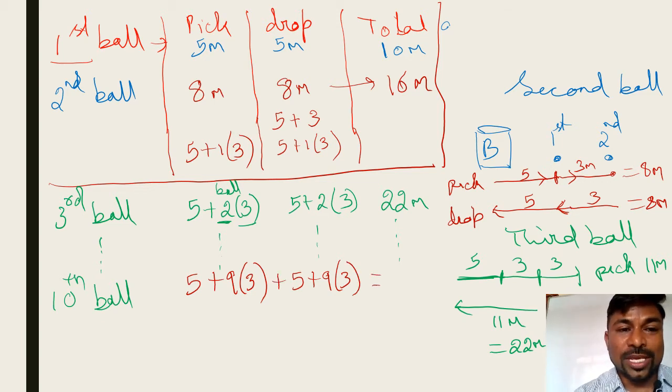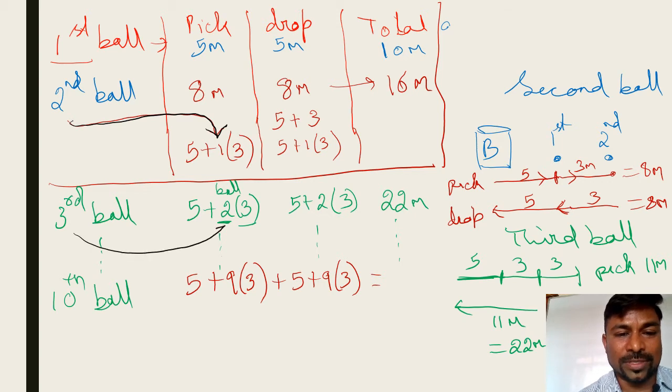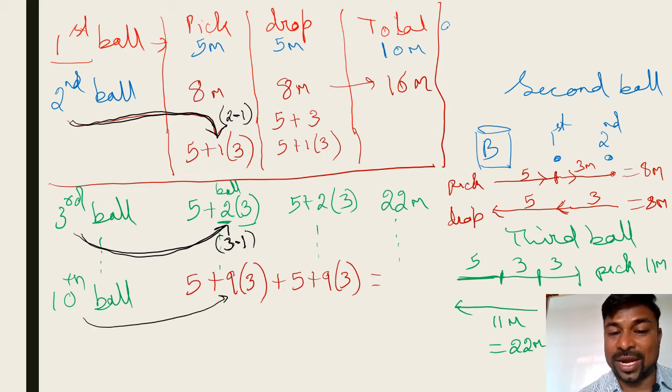If it is the second ball, the number present here is 1. If it is the third ball, the number present is 2, which means 3 minus 1, one less than that. Again, I repeat: if it is the second ball, it is 2 minus 1. If it is the third ball, it is 3 minus 1. If it is the 10th ball, it is 10 minus 1, which is nothing but 9.